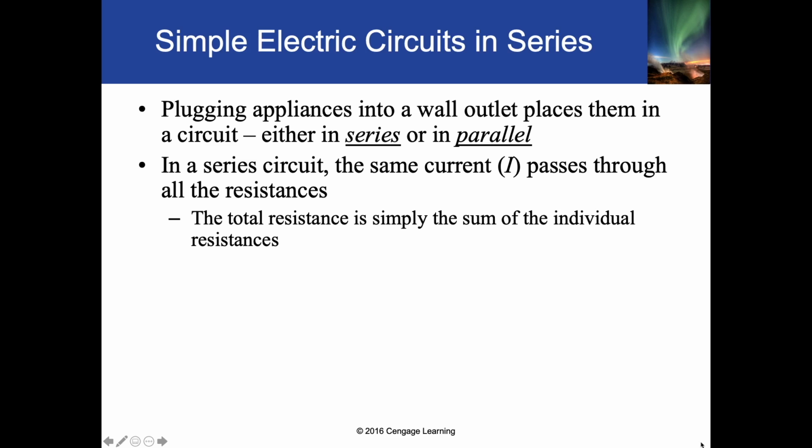Anyway, plugging appliances into wall outlets places them in a circuit, which is either in series or in parallel. In a series circuit, the same current passes through all the resistances. The total resistance is simply the sum of the individual resistances, right? We'll look at a picture of that in just a second. If you remember back to your lab, something being in series, whether it be batteries or light bulbs or whatever, literally just means one comes right after the other inside the circuit.